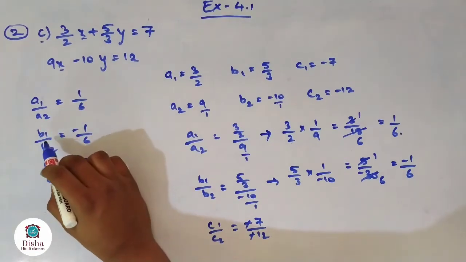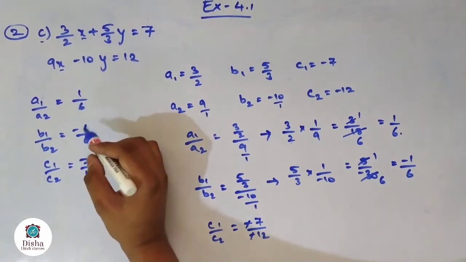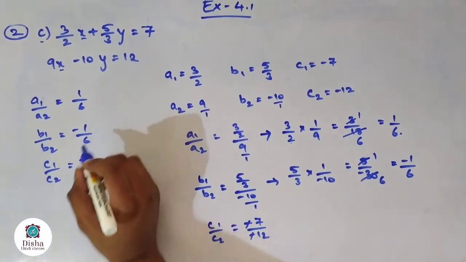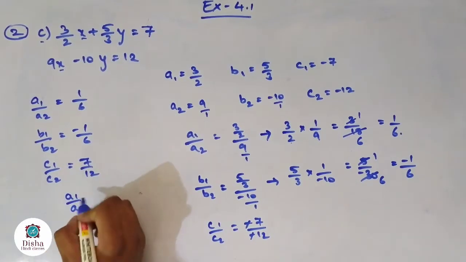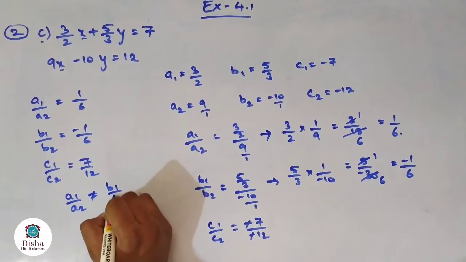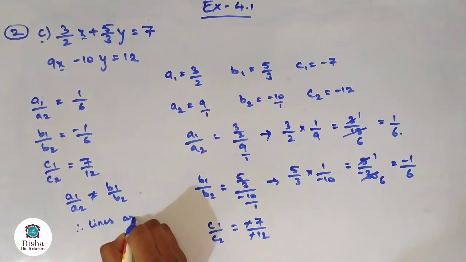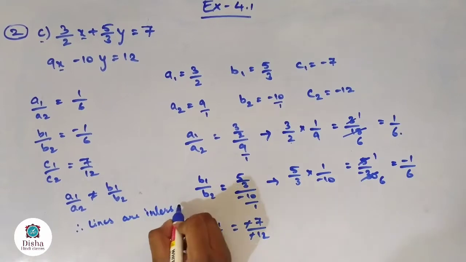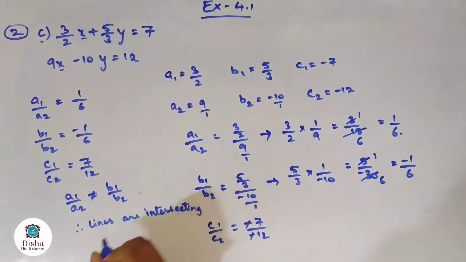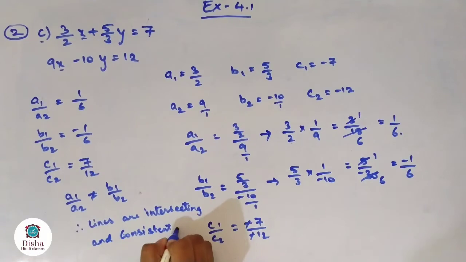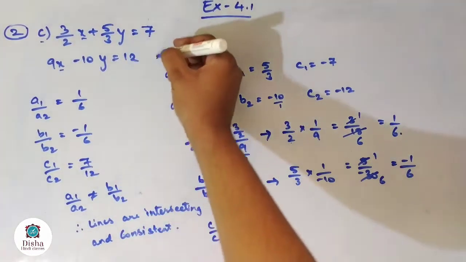So now A1 by A2 and B1 by B2, are they equal? Here we have 1 by 6, here we have minus 1 by 6, so they are not equal. So A1 by A2 is not equal to B1 by B2. So the lines are intersecting, right, and consistent. So now we have to find the points where these two lines intersect.